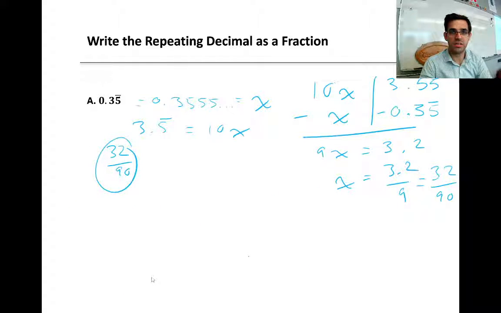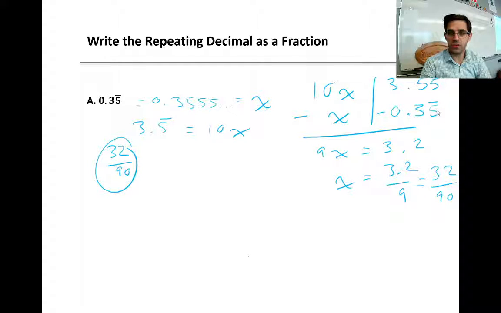Okay, one more repeating decimal example. In this one, we have a 0.3, and then we have 5 bar. So there's a decimal 3, but only the 5 is repeating. We can do the same procedure with just one extra step at the end. So we're going to let x equal our original decimal, and we're going to let 10x equal 3.5 bar. And we're going to take 10x and subtract x. We get 9x, 3.5 bar, or as I wrote it here, 3.55 bar. And we subtract 0.35 bar.